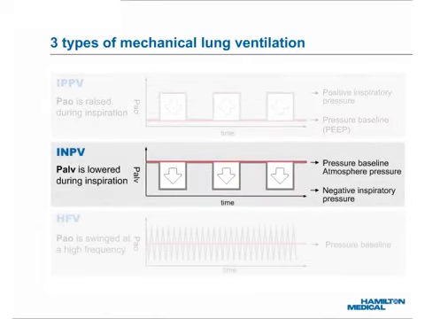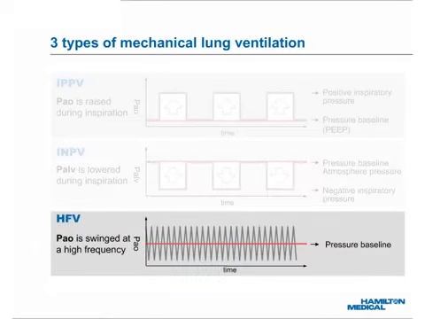2. The center graph shows the pressure waveform for INPV, or intermittent negative pressure ventilation. Using this principle, a negative alveolar pressure, or PALV, is applied below the pressure baseline. The negative PALV sucks air into the lungs. The baseline is usually local atmospheric pressure.